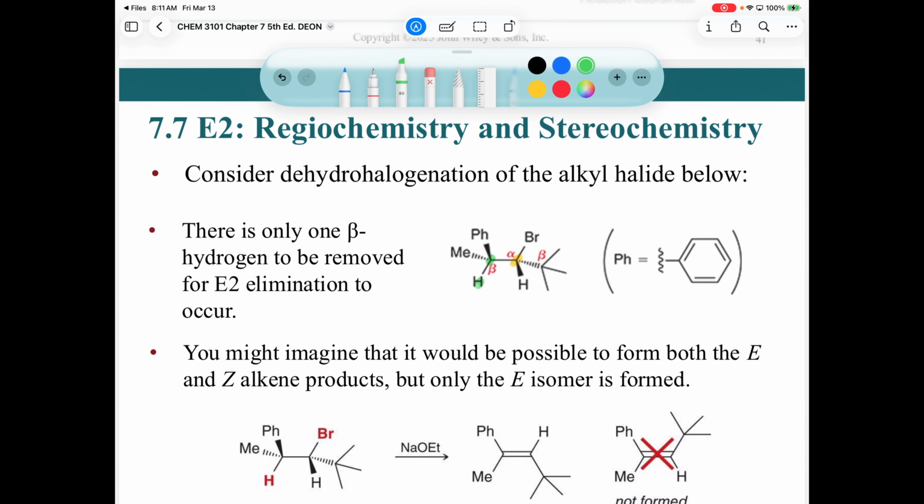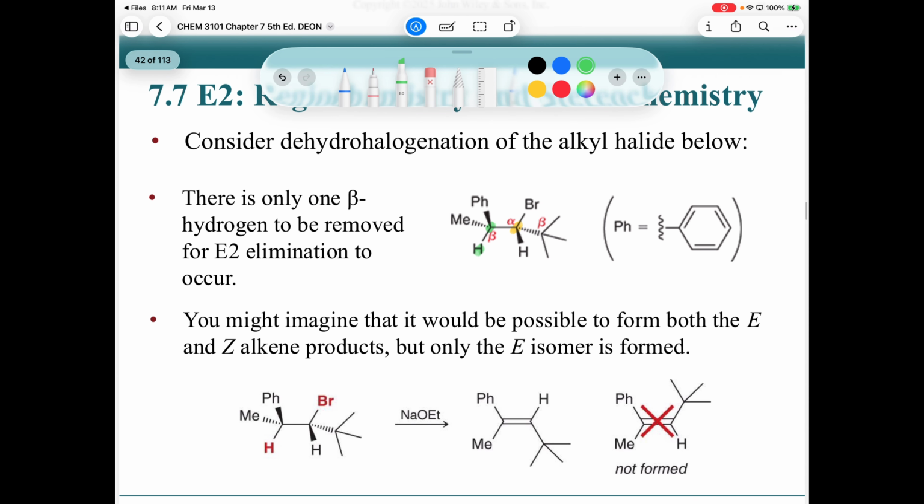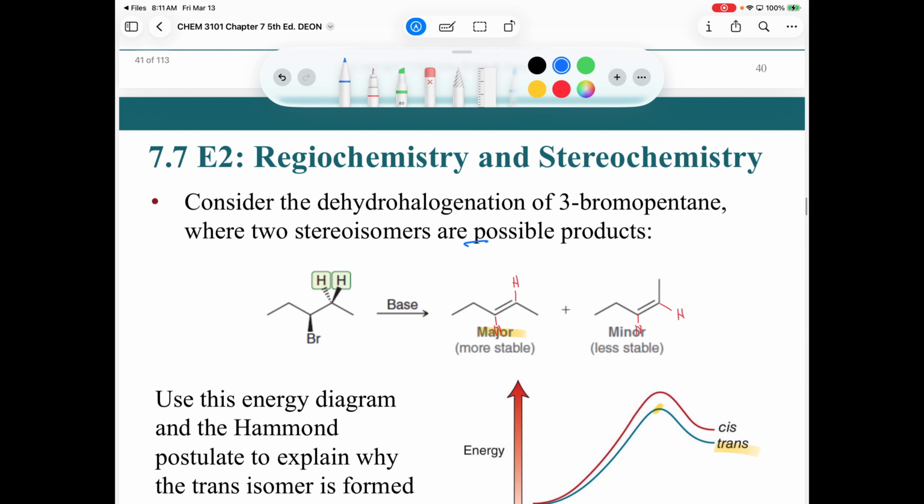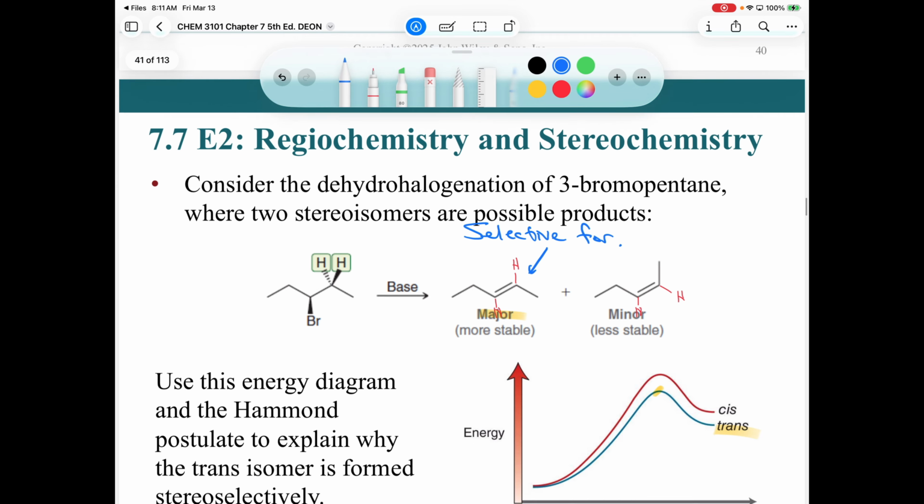If the alpha carbon and the beta carbon are both stereocenters, in that case, the reaction isn't going to be selective. It's going to be stereospecific. So if you're thinking, well, when it was selective, I could form the cis or the trans. If we go back here, this reaction is selective, right? Selective for this product. The trans is going to predominate, but you're still going to get some cis.